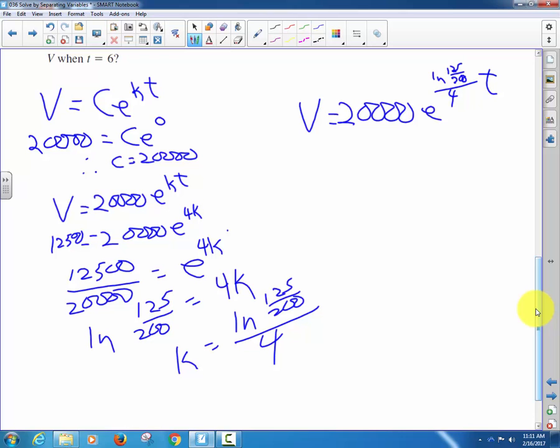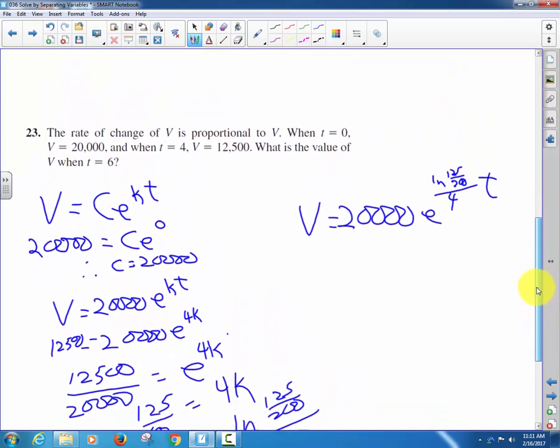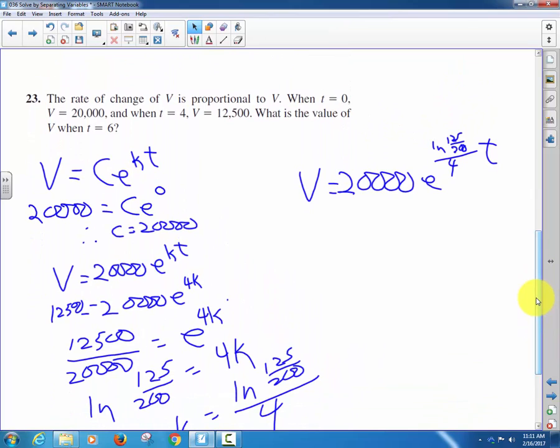Do you expect V to be bigger or smaller than 20,000? And why? Because at 0 it's 20,000, and at 4 it's 12,500. So just initial looking at this information, it dropped from 20,000 to 12.5, so we expect it to be smaller than 12.5, and I'm assuming you can figure out what that is, okay? All right.